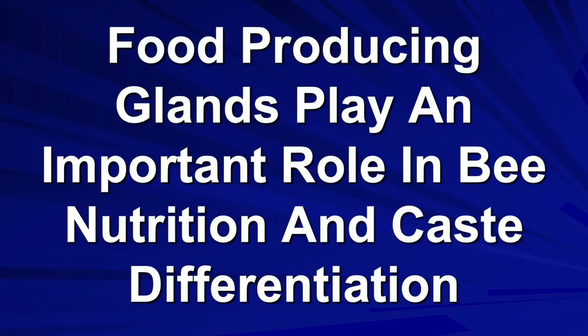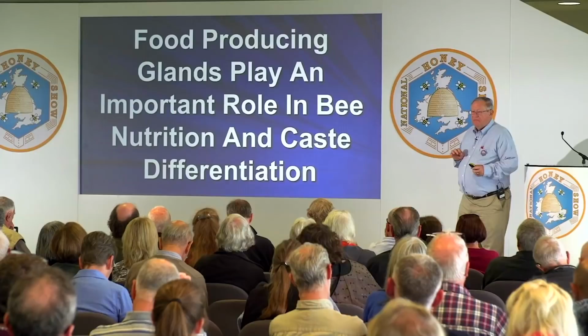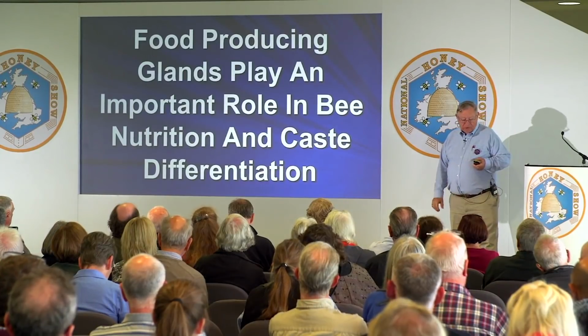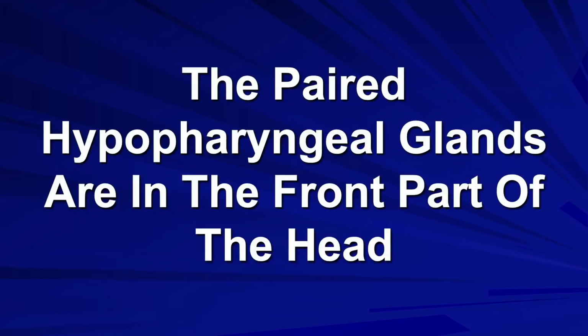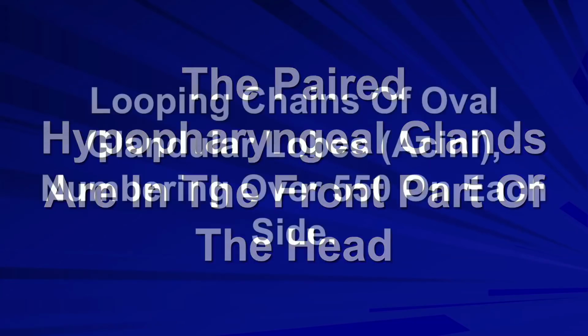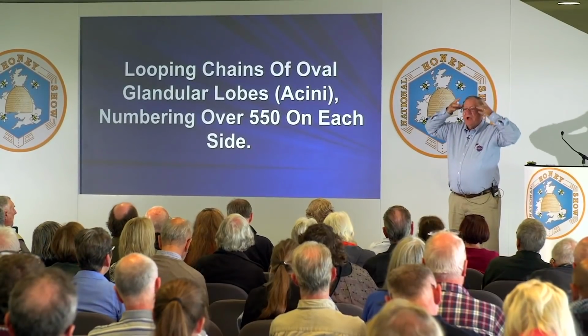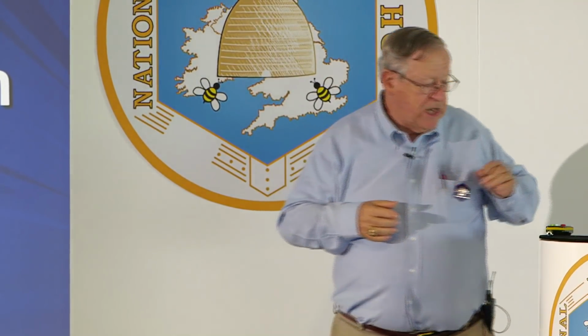Food-producing glands play a very, very important role in bee nutrition and caste differentiation. And I suspect many of you were unaware of that, but they are involved in the differentiation between the castes. The paired hypopharyngeal glands are in the front part of the head. They are looping chains of oval glandular lobes called axini, numbering over 550 on each side. So think of strands of grapes, each grape being an axinus, all right? These lobes that we're talking about. So we got 550 lobes on this side in the head of the bee and 550 or so lobes on this particular side as well.